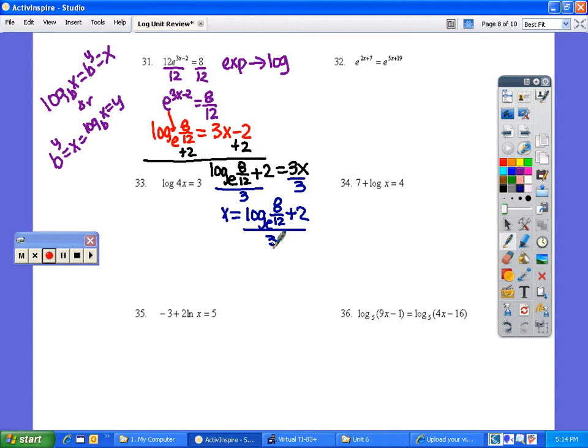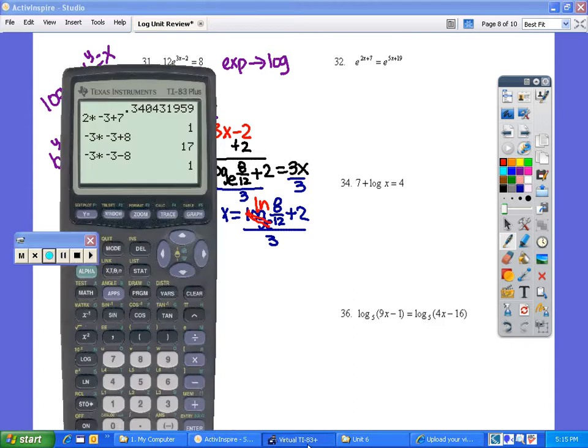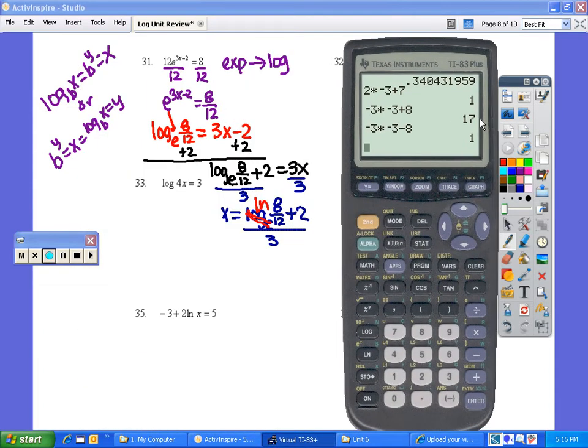Now you know your calculator does not have log base e, so you have to change this log base e to ln. So in your calculator, you're going to put ln 8 over 12 close parentheses plus 2, enter, and then divide it by 3. Because if you try to put it all together, it's going to come out crazy. Alright? So 0.532 is the answer.